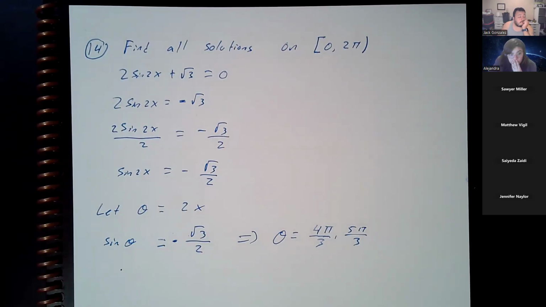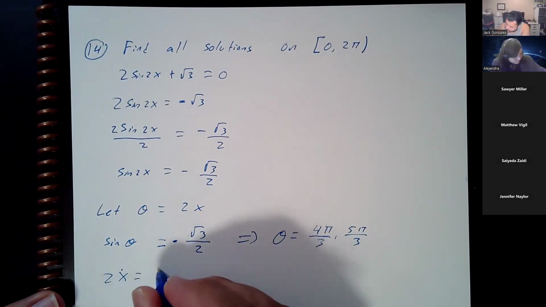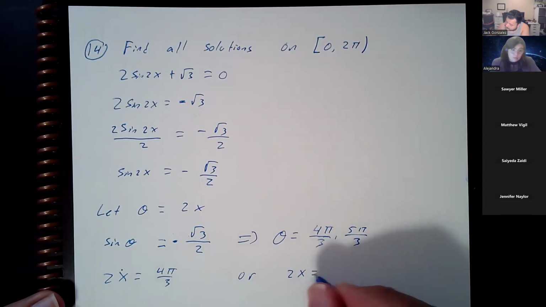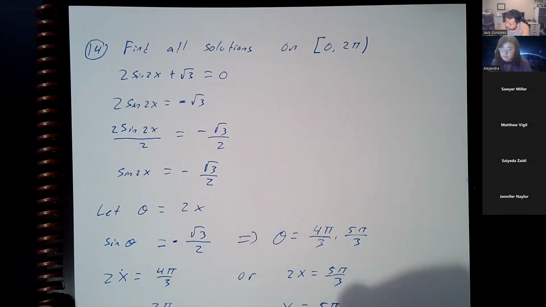All right, so theta is not what we're solving for. So what we're going to do is have two sets. 2x is equal to 4 pi thirds, or 2x is equal to 5 pi thirds. Divide by 2 on both sides and you get 2 pi thirds, 5 pi 6.